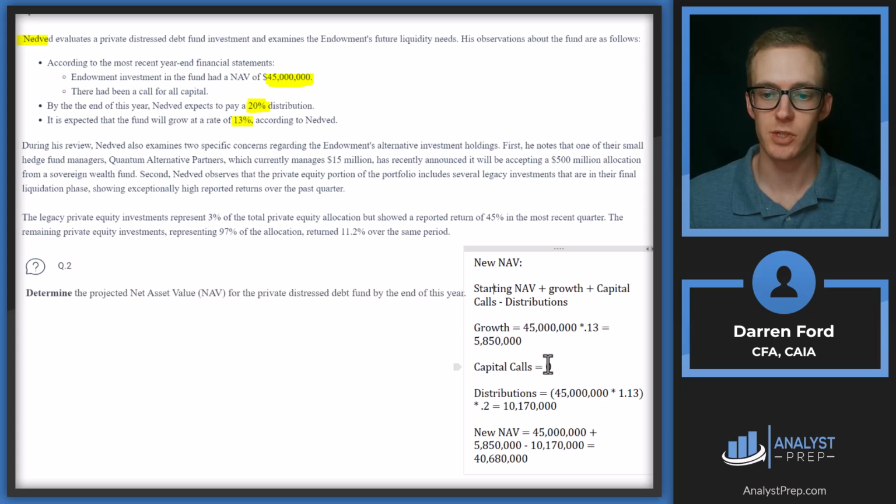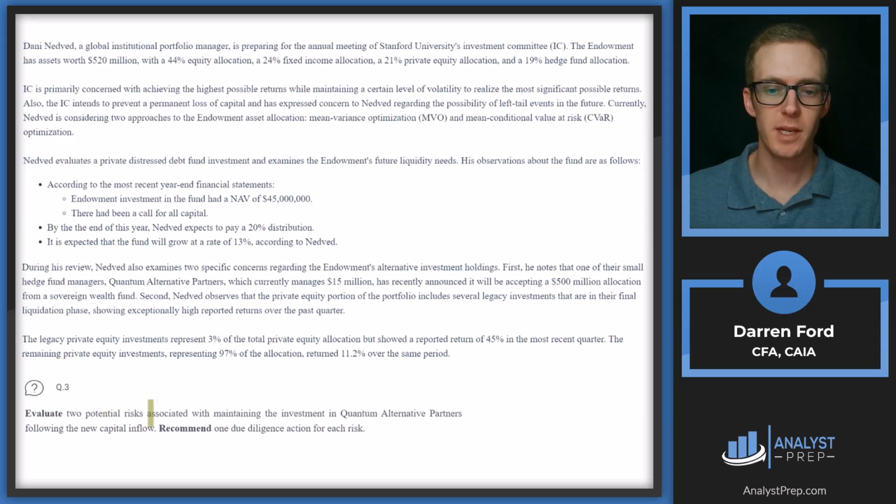Add in capital calls, which is 0, and then subtract out distributions. This is the toughest part. So it says by the end of the year. So we'll assume growth of 13% and then do the distribution on that amount. So that gives us a little over 10 million. So we're going to add 5 million to the fund, or just under 6 million, subtract out a little over 10 million, gives us our projected NAV of 40,680,000.